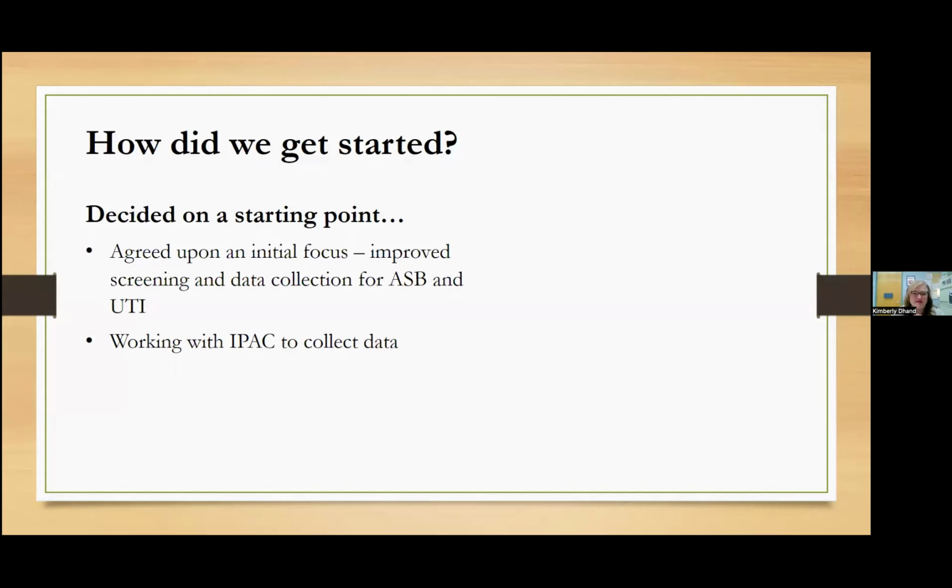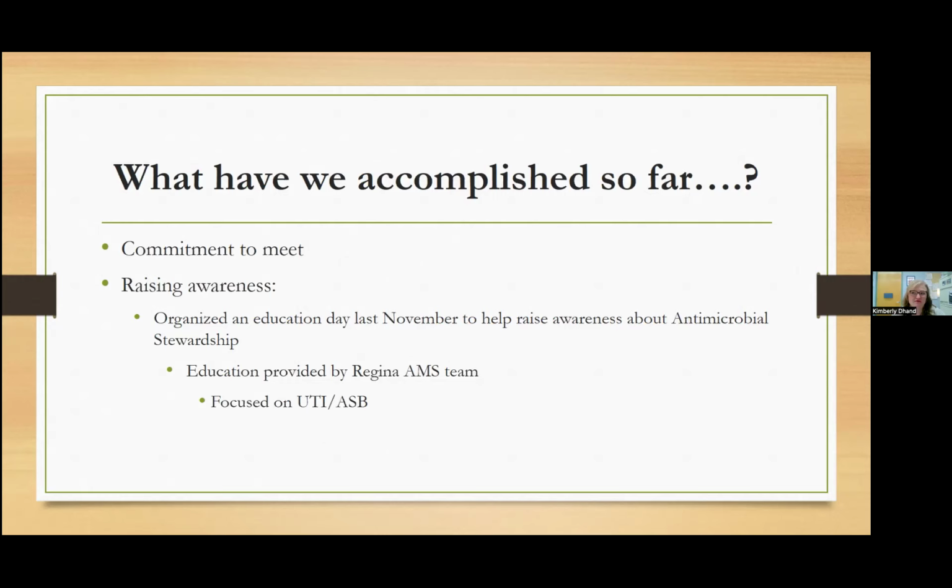So what have we accomplished so far? We've made a commitment to meet once a month, and we've actually been able to keep that up, which is great. We've raised awareness within our work facility and within the home here. We had an education day last November where we had the Regina AMS team, including Jason and Kristen, come visit us here in Saskatoon and provide focused and specialized presentations to nursing staff, to physicians, and to family members and residents. It was really wonderful to have them come spend the day with us and to be so willing to offer that education in different formats.